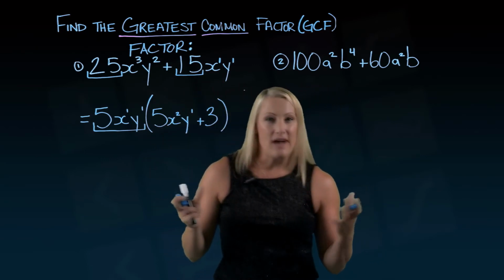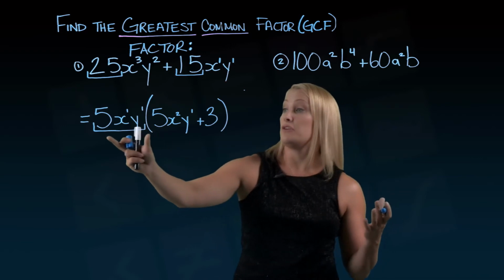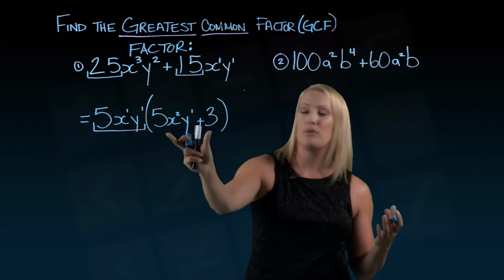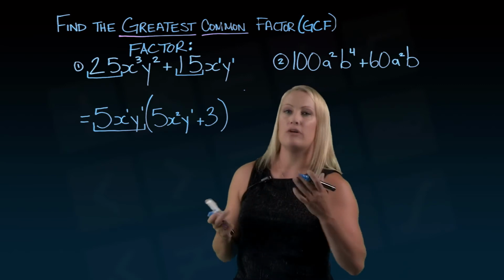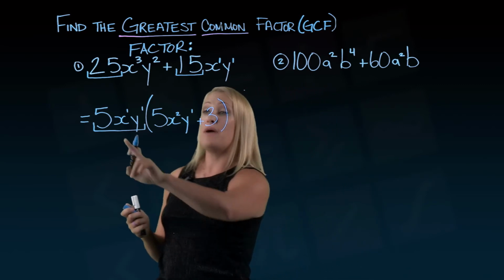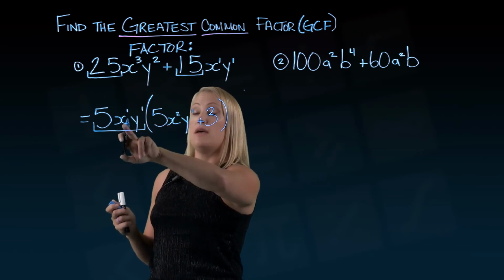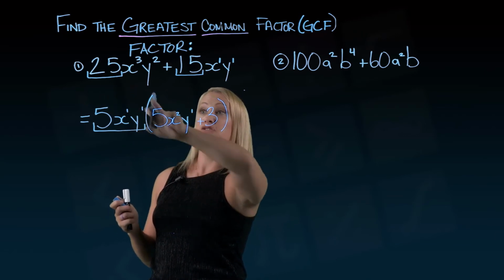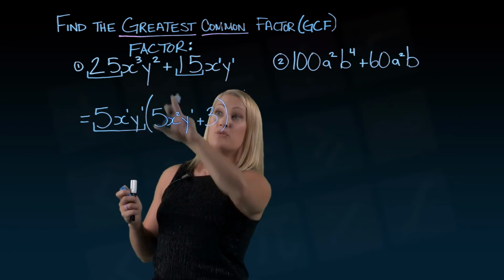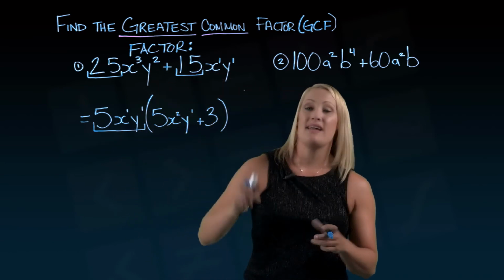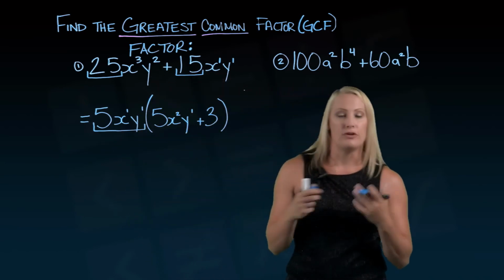So again, in factoring, using the greatest common factor, you first find that factor, but then you've got to put in the bracket what you have left over. And again, think of it like multiplying backwards. 5 times 5 would give you 25. X to the power of 1 times x to the power of 2, x to the power of 3. Y times y is y squared. Same with that. So you're kind of doing it in reverse.